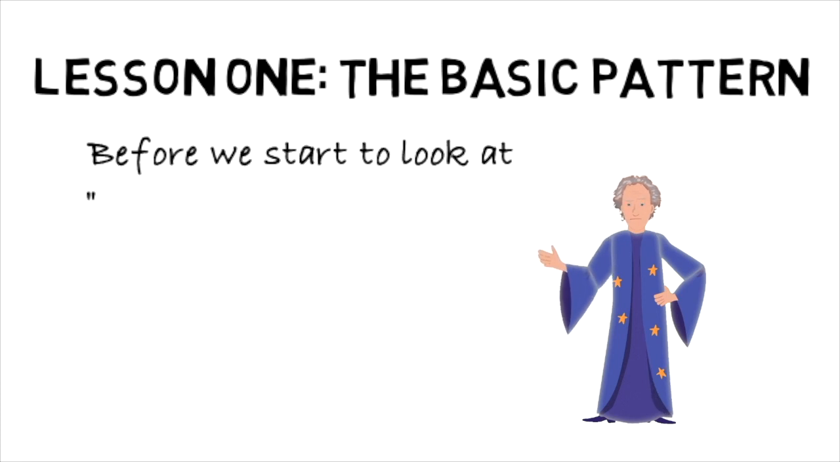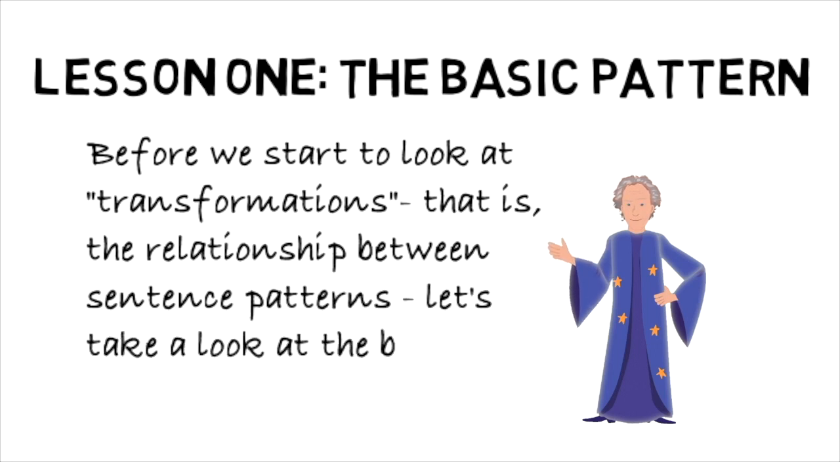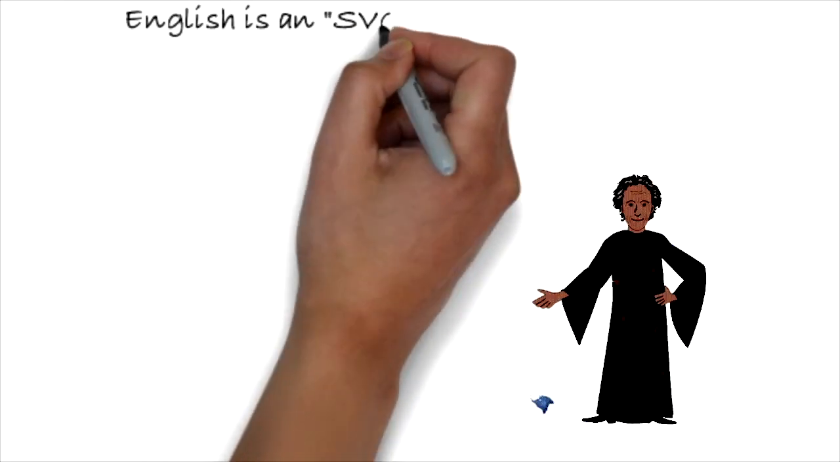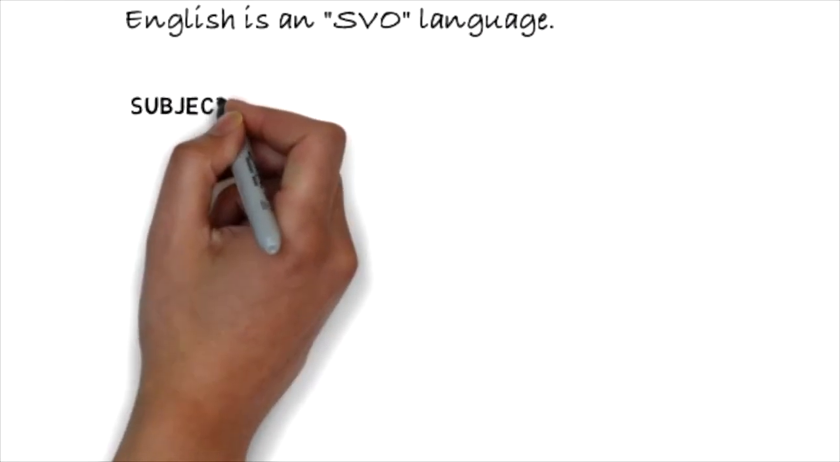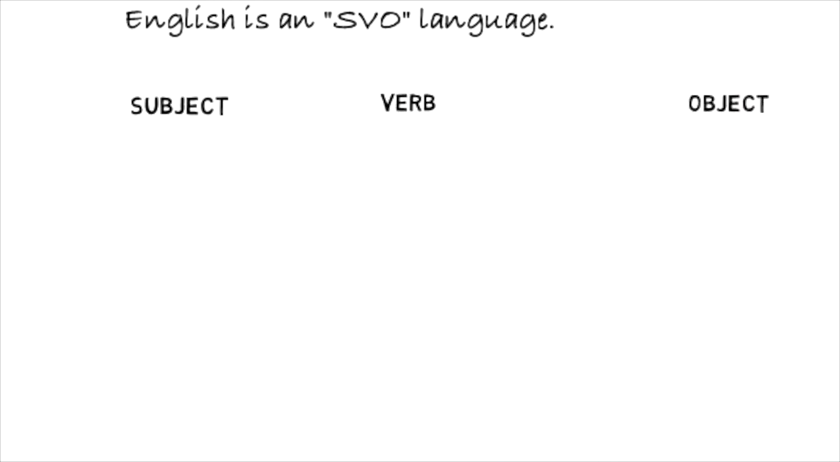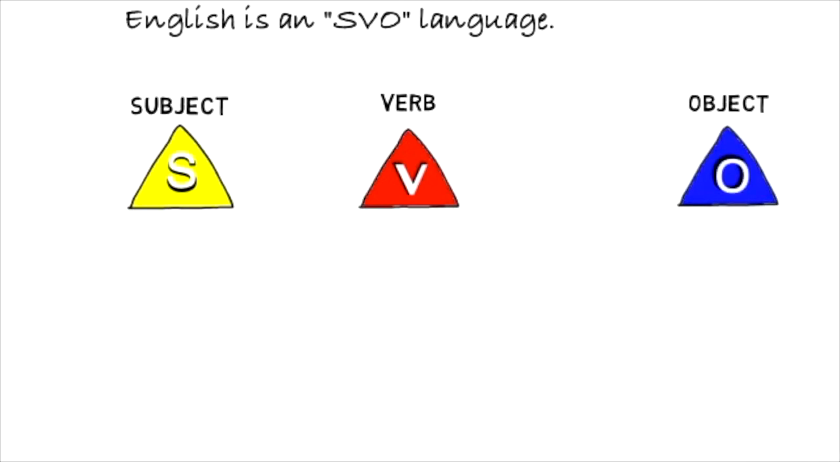Before we start to look at transformations, that is, the relationship between sentence patterns, let's take a look at the basic structure of English. English is basically an SVO language, subject, verb, object. That means the normal sentence structure is that the subject, someone or something that does something, comes first, then comes the verb, that's the action part of the sentence, and after that comes the object, the thing that's acted on.